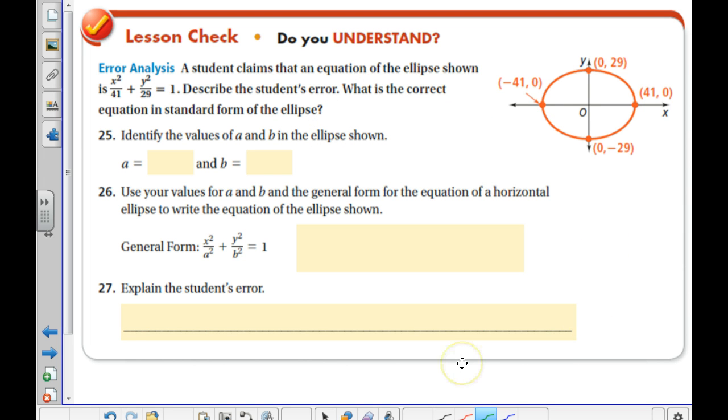All right, last question, lesson check. I want you to look at this for a couple minutes and think about this. Did the student do the problem right or wrong? If they did it wrong, what's wrong? What are A and B on this picture? A is 41 and B is 29. So is this the right equation?